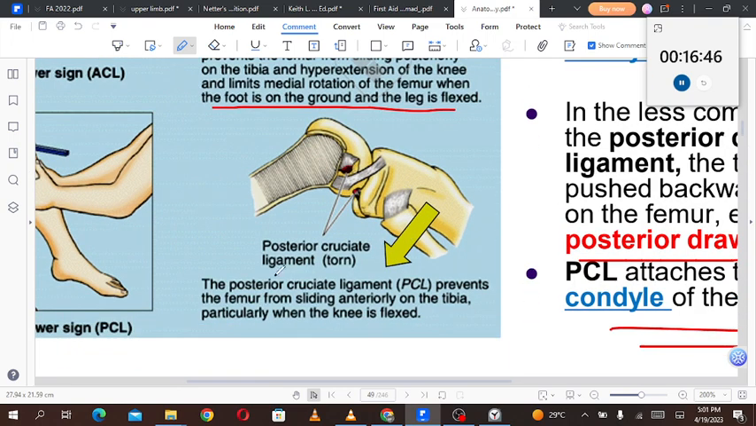So this is the posterior cruciate ligament, and if it is torn over there, like this is the posterior cruciate ligament damaged. The posterior cruciate ligament prevents the femur from sliding anteriorly on the tibia, particularly when the knee is flexed.